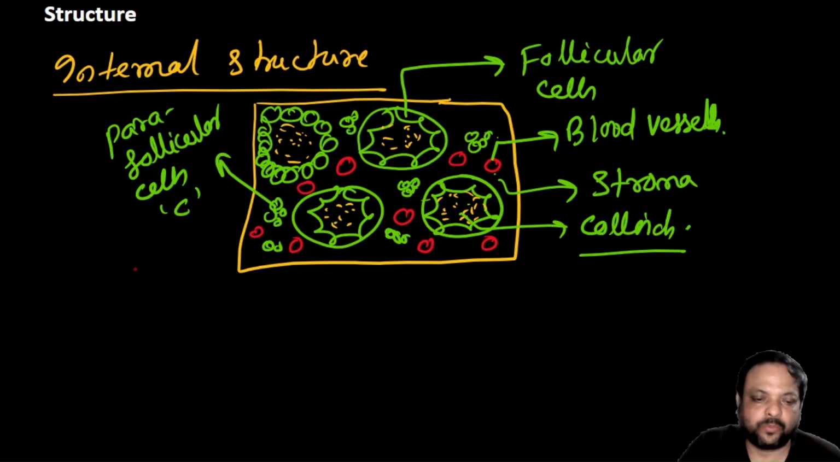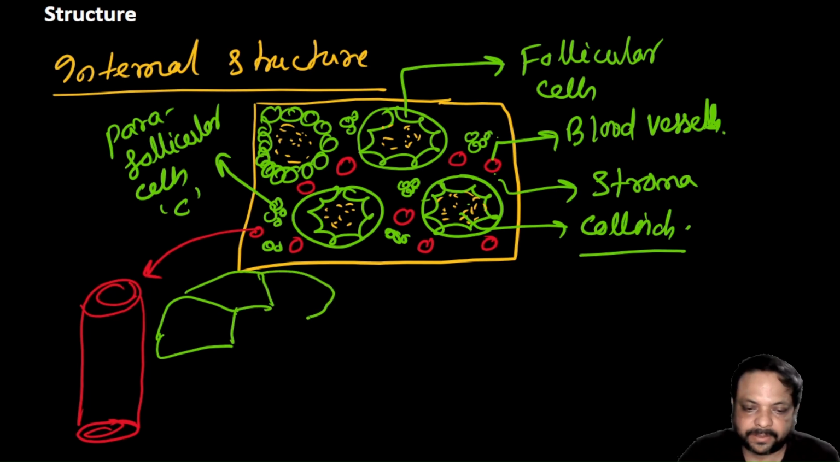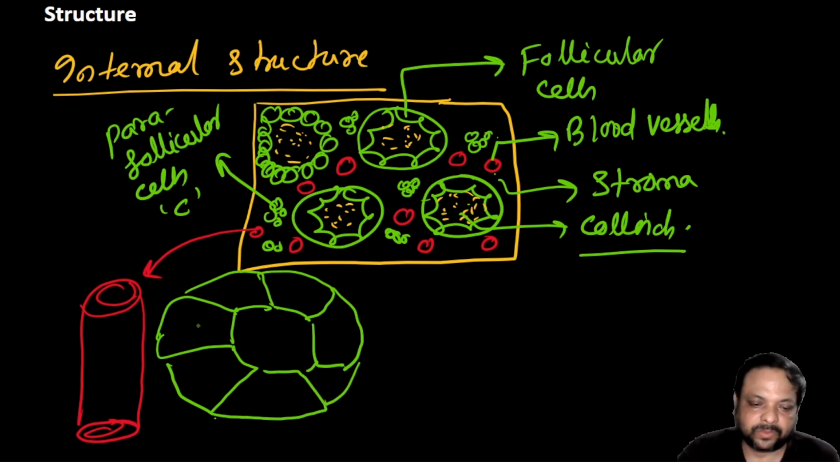Okay, so this is the anatomical structure. Suppose this is the blood vessel. How are they arranged? Let me magnify it. Suppose these are the blood vessels present. I am magnifying this part. Blood vessels are present, and near the blood vessels, we find these follicular cells present like this. Got it? So these are the cells present. This is the actual anatomical structure of this particular thyroid gland.